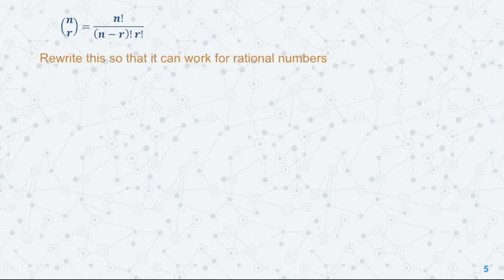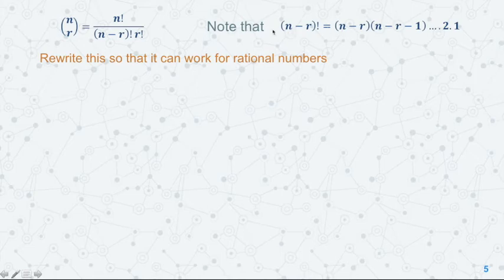To make sense of it, let's use the definition of the combination of n taken r. It is equal to n factorial divided by (n minus r) factorial times r factorial. Okay, so what we can do is rewrite this so that it can work for rational numbers, so that we can get the value using the formula, let's say for example, the combination of negative 2 taken 2, which we found to be equal to 3 using the GDC. Okay, so how are we going to rewrite this?